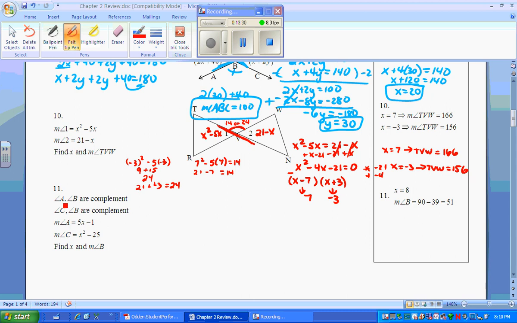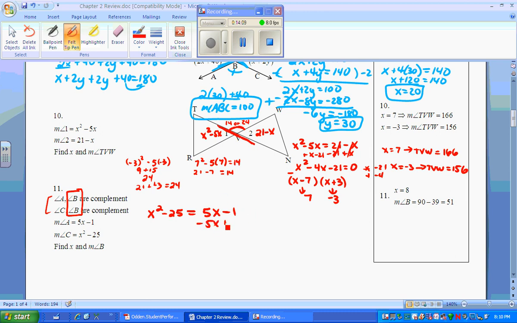Number 11, last one on the front side, we got A and B are complementary, so they add to equal 90. B and C are complementary, and then we have A and C. We don't have B, so we can't say, oh, A plus B equals 90. But what do we know? We knew a rule from 2.4 that when these are complements of the same angle B, the complements of the same angle are congruent. That means these two right here are congruent. So we can say that x squared minus 25 is equal to 5x minus 1. This is what we can factor.